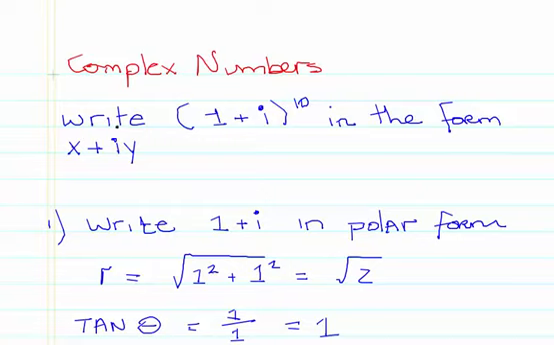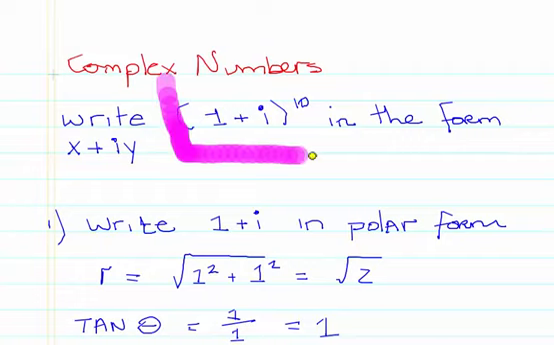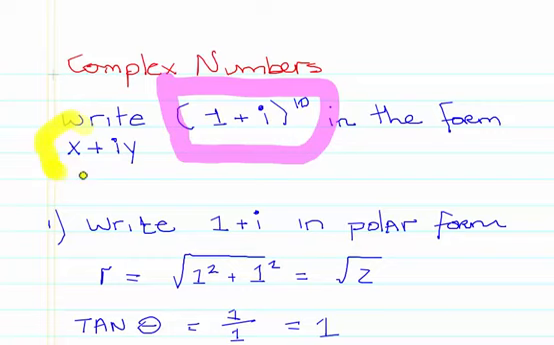Okay, in this presentation we're going to look at complex numbers. Essentially what we have to do is write this expression here, (1 + i)^10, in the form of x + iy, the standard Cartesian form. Sometimes I write that as a + ib.